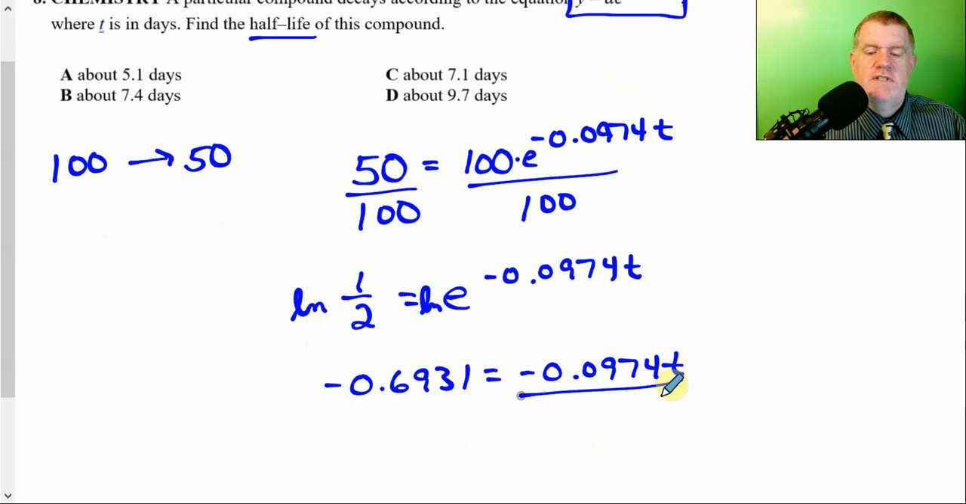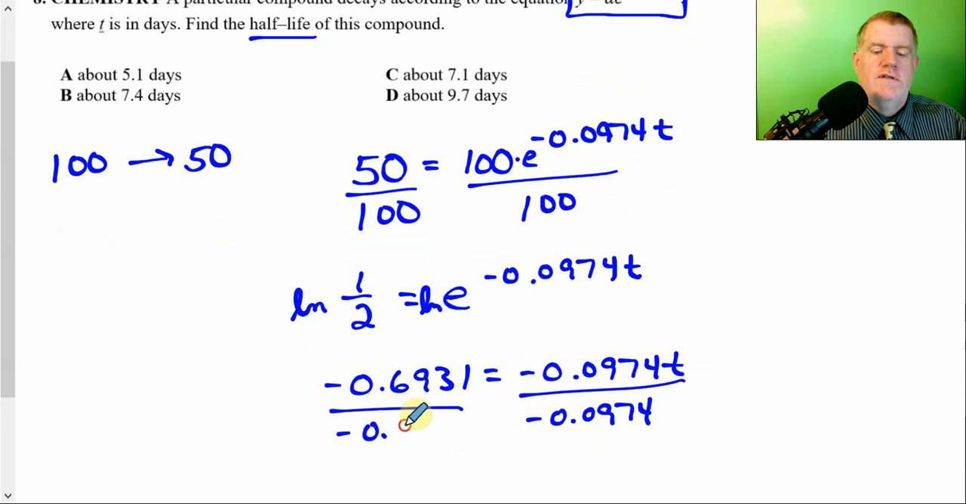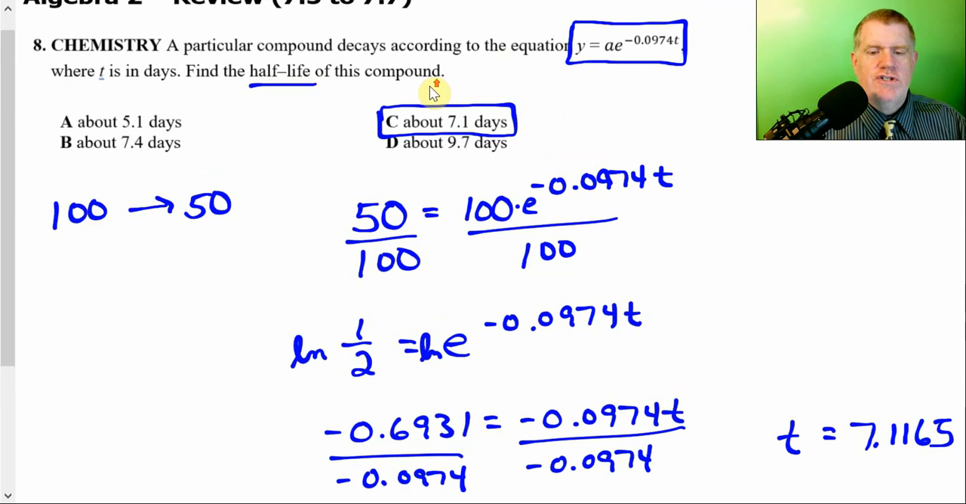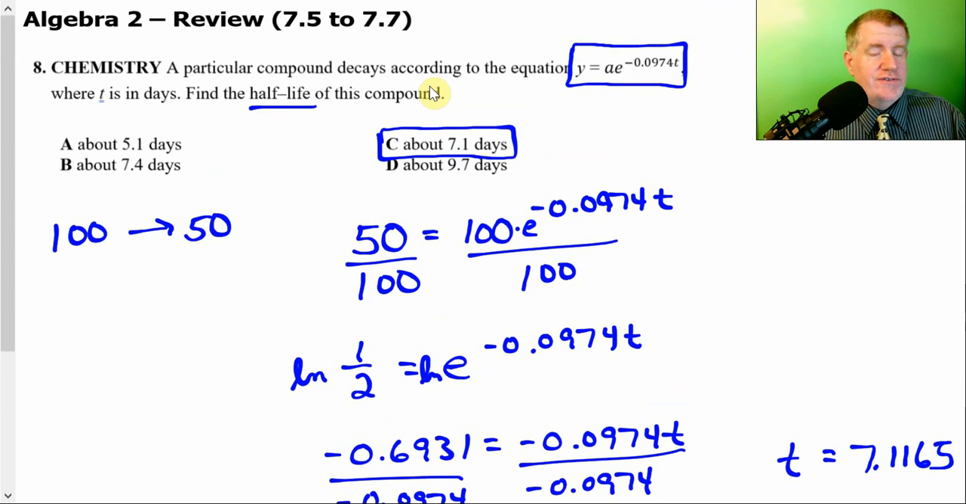So how do you solve for t? You just divide both sides by negative 0.0974. T is about 7.1165. So it's going to take about 7.1 days for that compound to lose half of its mass. So to me, that's pretty radioactive. It only took a week to shrink by half.